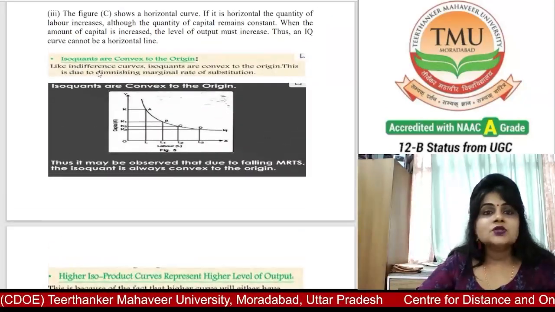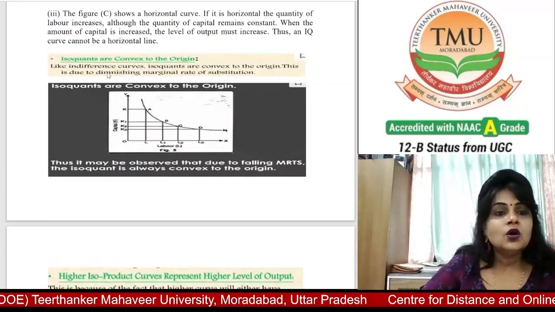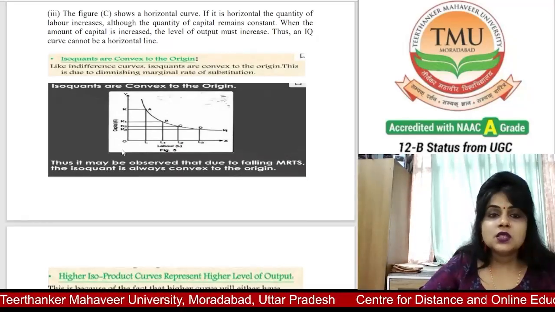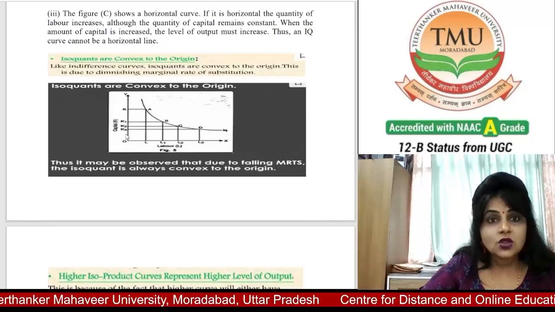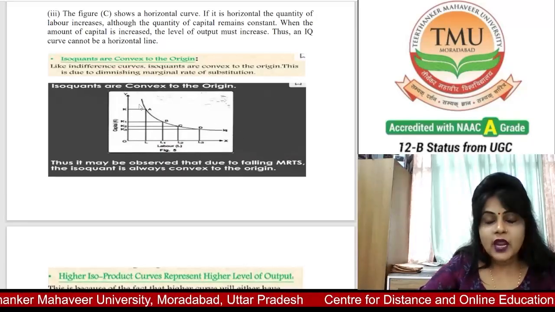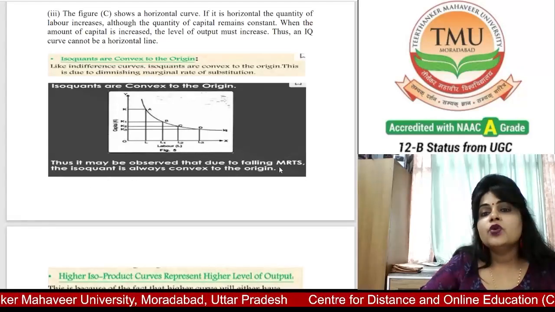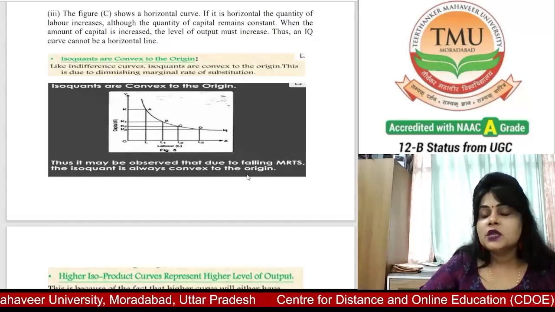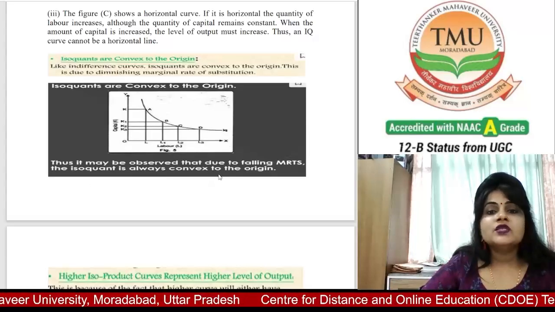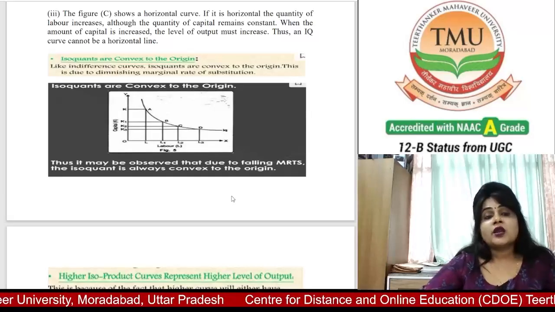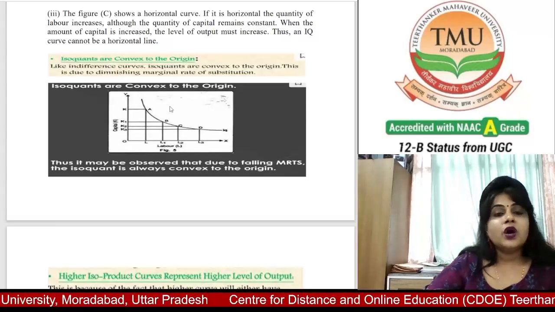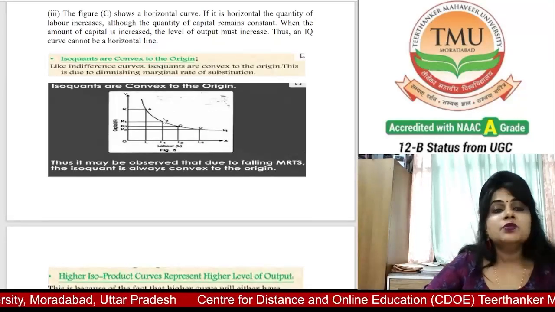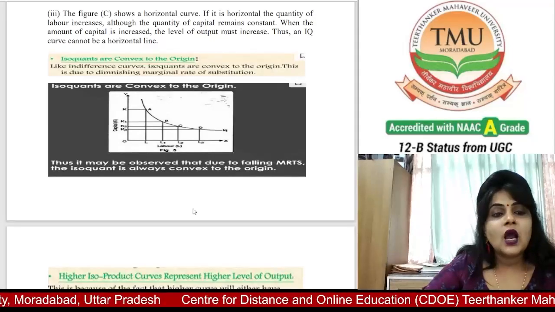Now, next step, isoquants are convex to the origin. You see here, it is convex, not concave. Convex, left to right downward. It may be observed that due to the falling marginal rate of technical substitution, isoquants are always convex to the origin. This indicates that factors of production may be substituted for one another. The increase in one factor, however, must still be used in conjunction with the decrease of the other to maintain output.